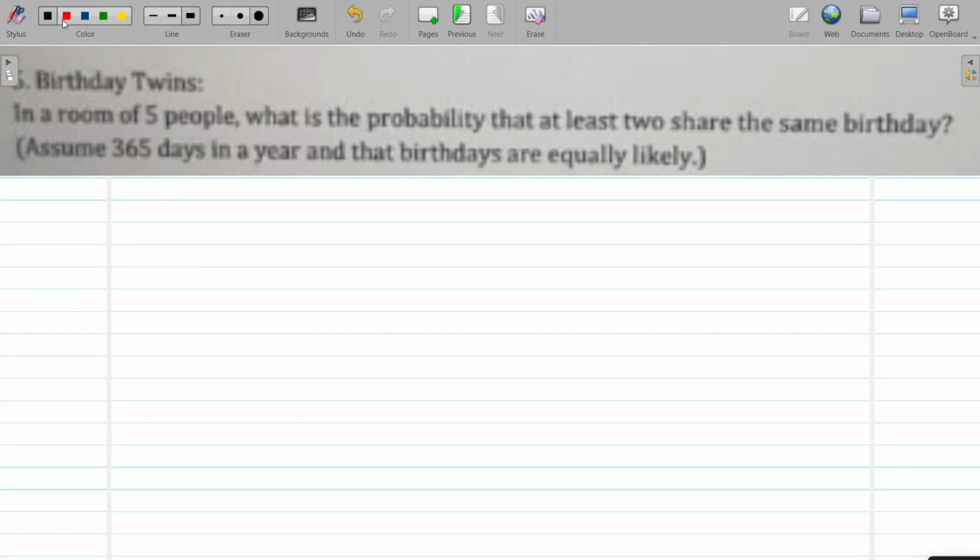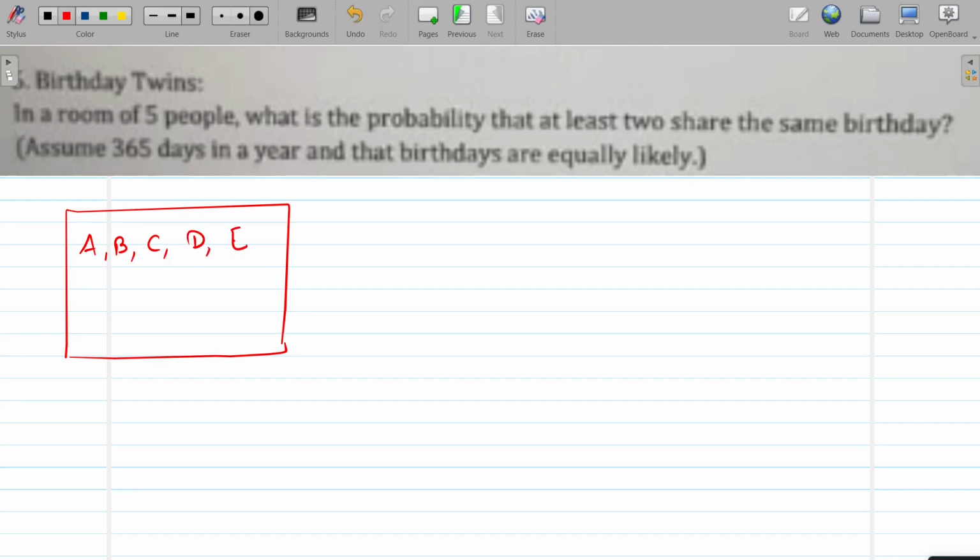The question is: in a room of five people, suppose the persons are A, B, C, D, and E. What is the probability that at least two share the same birthday?